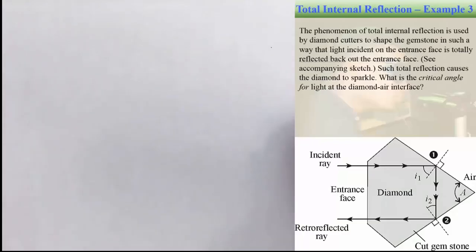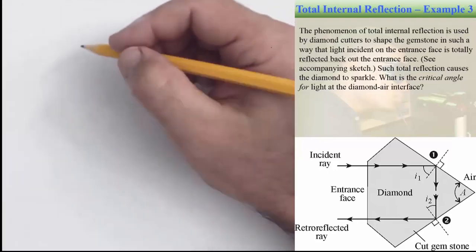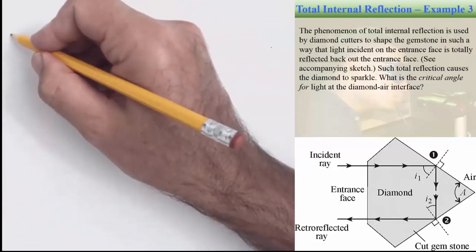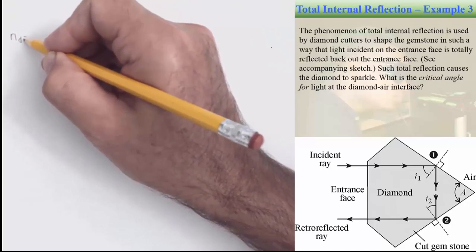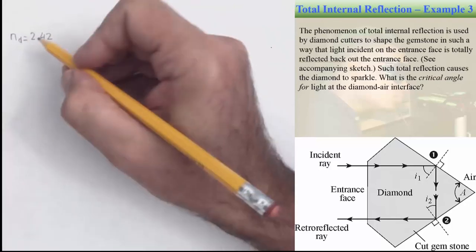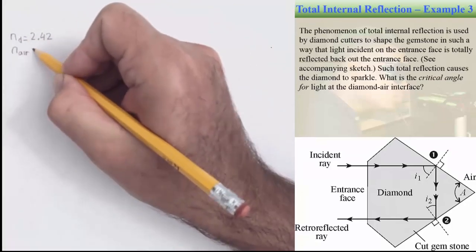Okay, to solve this problem, we are going to need a few pieces of information. The first one being the index of refraction of a diamond. If we refer back to the table presented on one of the previous slides, we will get the information that the index of refraction of a diamond is equal to 2.42. We also know the index of refraction of air is equal to 1.